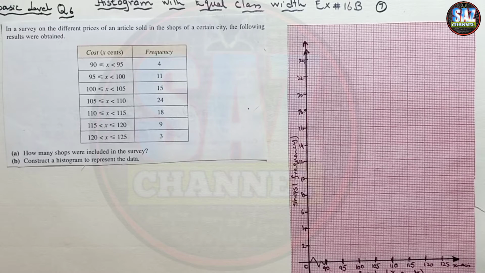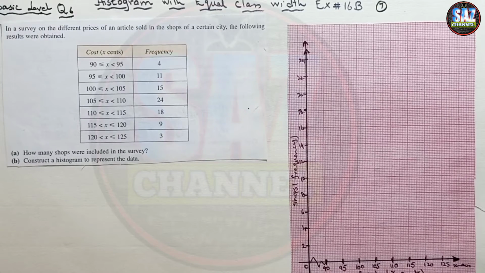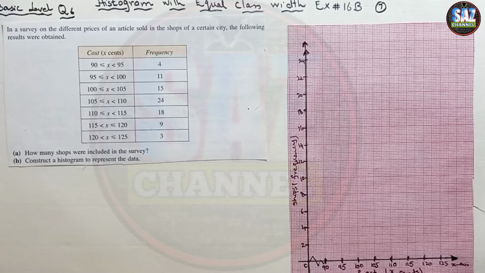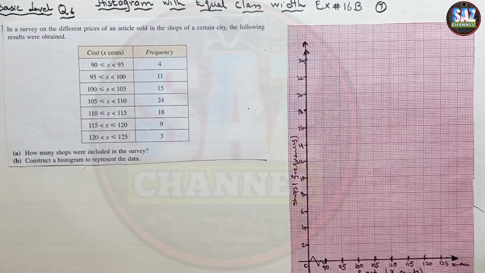This is my second lesson about the construction of histogram with equal class width, exercise 16b. In this lesson, students will be discussing basic level question number 6. The purpose of the class is to understand how to construct the histogram with equal class width.